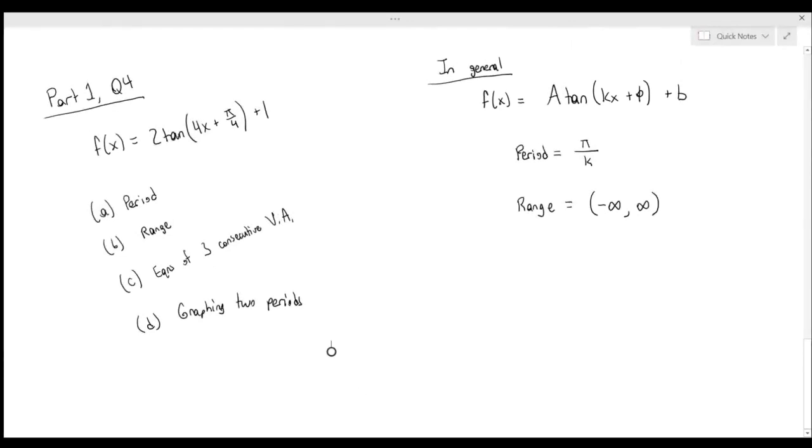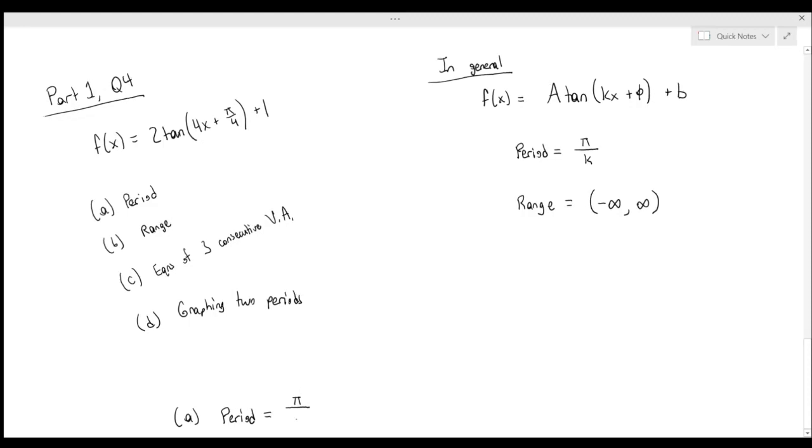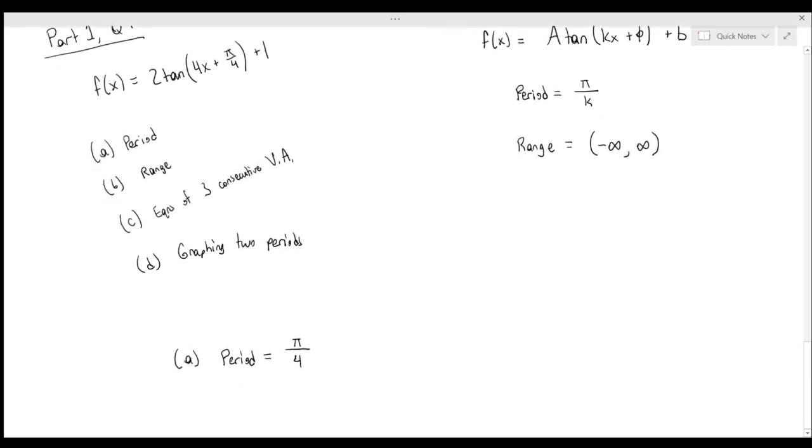To get the period, the formula is pi, and then we divide by the coefficient of x. In this problem, the coefficient of x was 4. So that makes the period of our function pi over 4. And as I noted for the range, for a tangent function, the range is all real numbers. Using interval notation, it's everything from minus infinity to infinity.